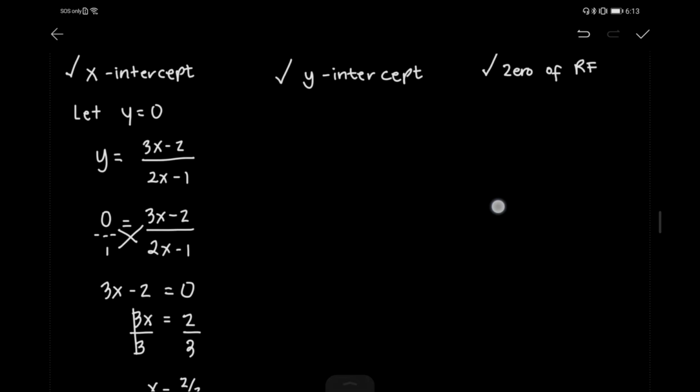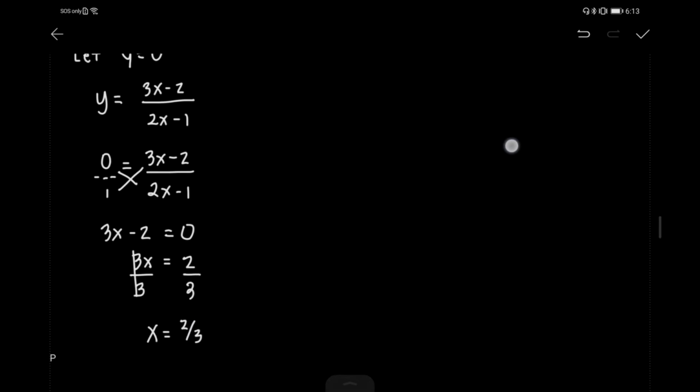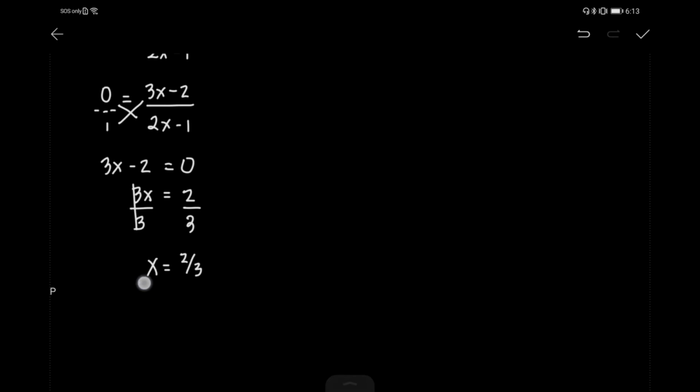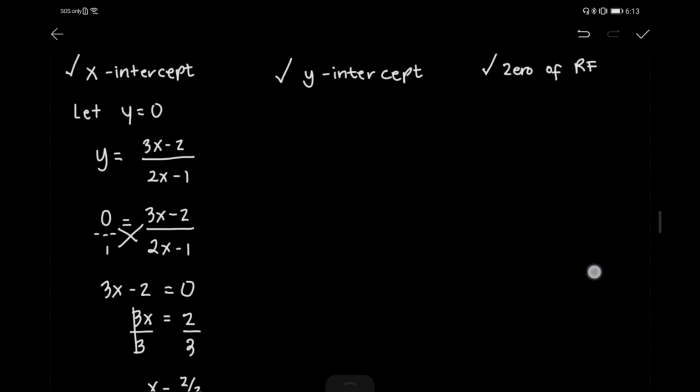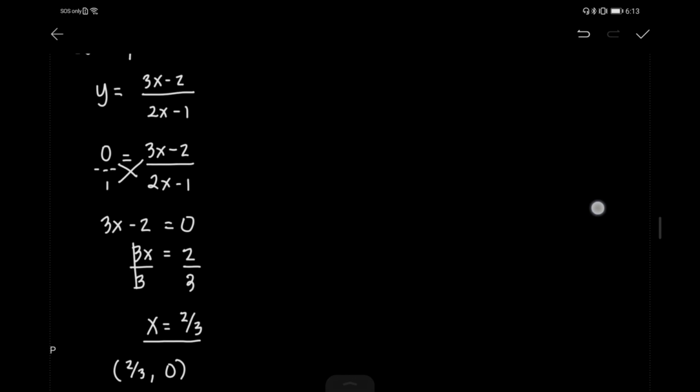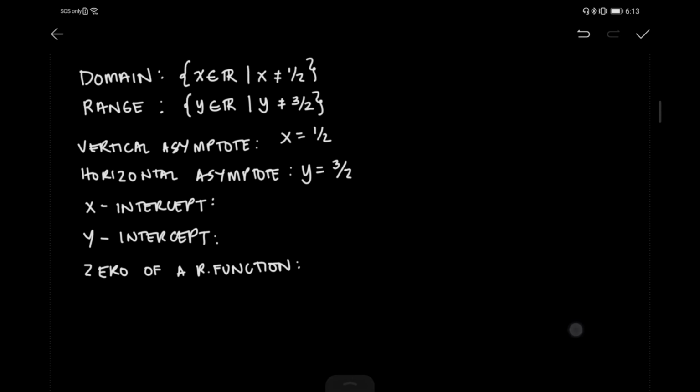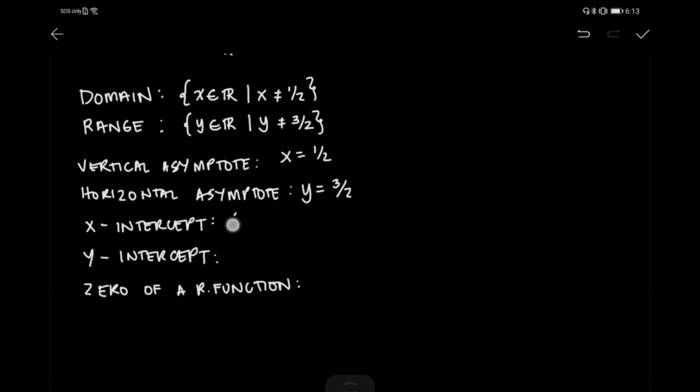Okay? So dito, kung ang x value natin na nakuha dito is 2/3, so we have here 2/3 ang x. Tapos yung y value natin is 0. Okay? So therefore, dito siya located yung ating x-intercept, which is 2/3 and 0. So lagay natin dito 2/3. So this is 2/3 and 0.